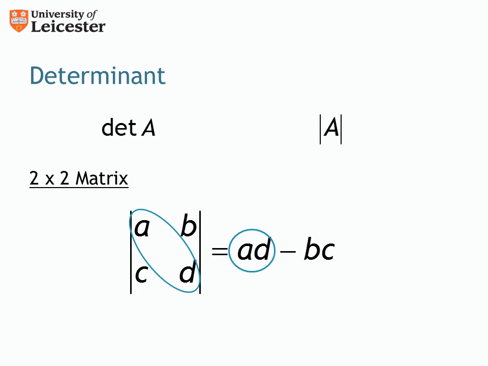The determinant of a matrix A can be written in two ways: det of A or modulus of A. The formula for a 2 by 2 matrix is AD minus BC.